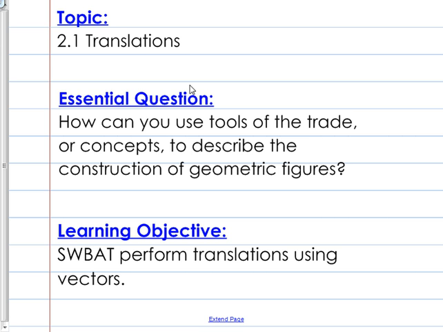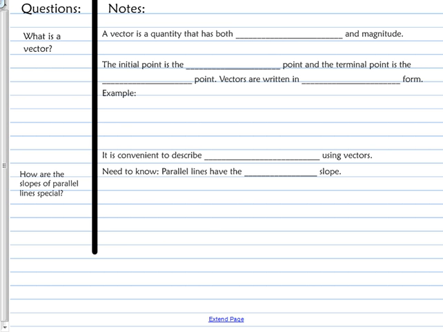Our essential question remains the same. How can you use tools of the trade or concepts to describe the construction of geometric figures? And this lesson's learning objective is that you will be able to perform translations using vectors. So let's get started. First of all, what is a vector?